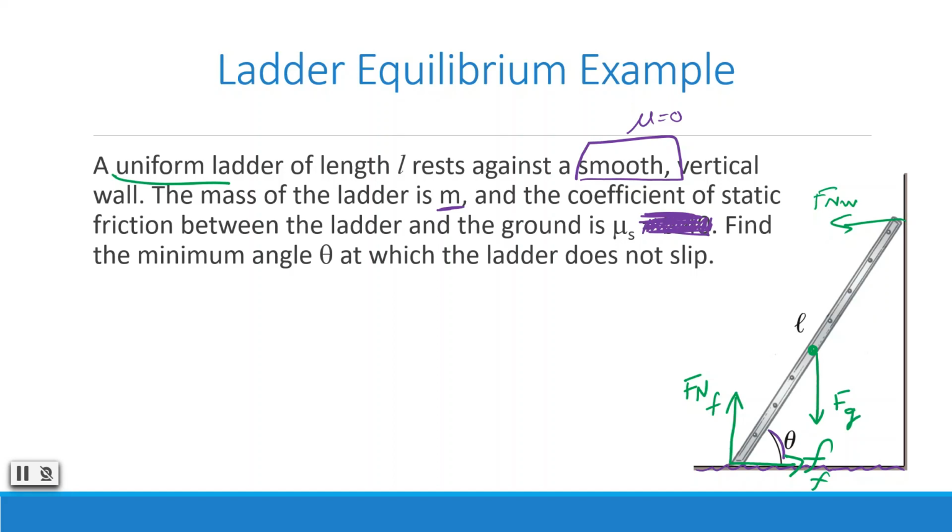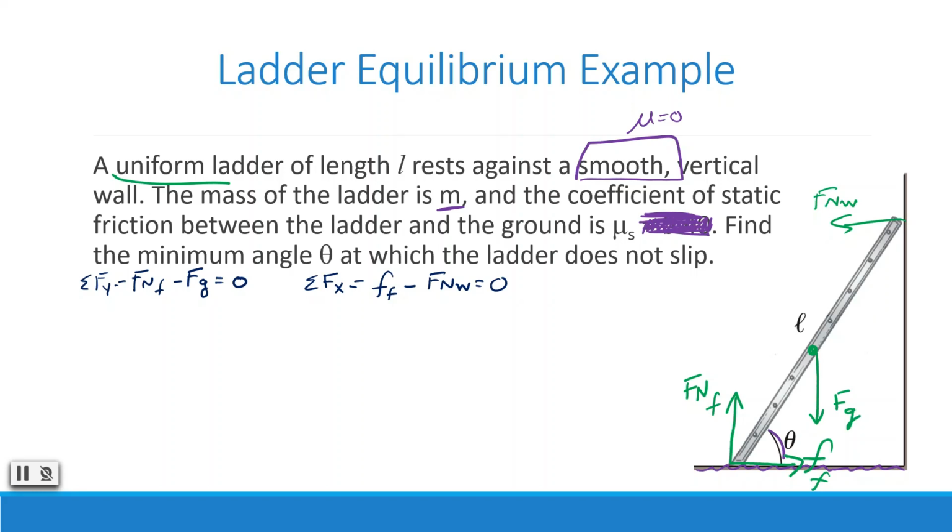So if I was to write a net force equation in the y direction, that's going to be Fn of the floor minus Fg, and that has to equal 0. I could have a net force in the x direction, and that would have to be the force of friction minus the normal force at the wall, and that has to also be 0. So if I wanted to find the angle theta at which the ladder doesn't slip, it's possible that I could do this with forces and not even need to worry about torque.